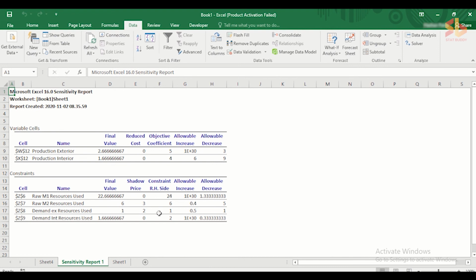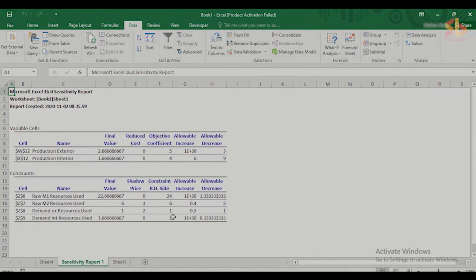You can interpret the same thing for this demand excess constraint as well. So that is how we can perform a sensitivity analysis using Solver, and this is how you can solve a linear programming problem using the Solver add-in.